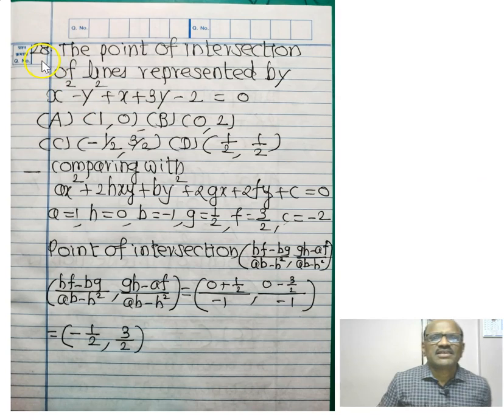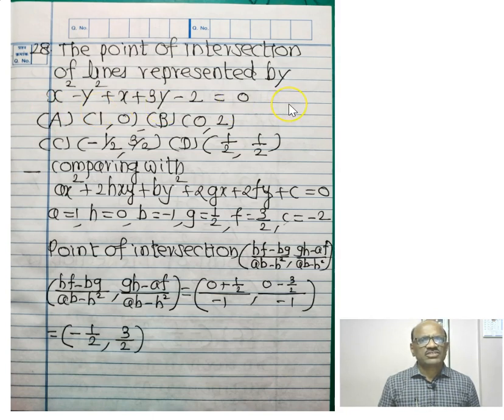Question number 28. The point of intersection of the lines represented by x square minus y square plus x plus 3y minus 2 equals 0. The point of intersection, again very simple, you have to remember the formula. Comparing this equation with the general equation, ax square plus 2hxy plus by square plus 2gx plus 2fy plus c equals 0, here a equals 1, h equals 0, b equals minus 1, g equals 1 upon 2, f equals 3 by 2, c equals minus 2.